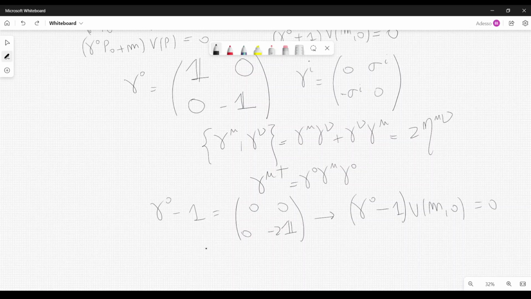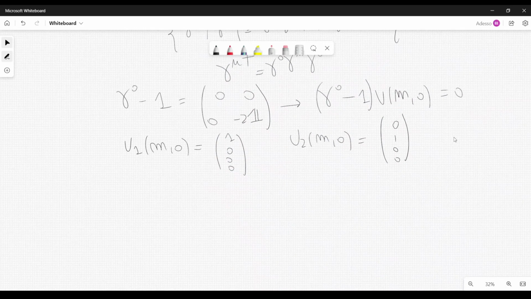So we have two linearly independent solutions, and we can choose, for example, u1 of m0 equal to 1, 0, 0, 0, because u1 is a 4 by 1 vector. And then we have u2 of m0 equal to 0, 1, 0, 0. We can choose it like this.